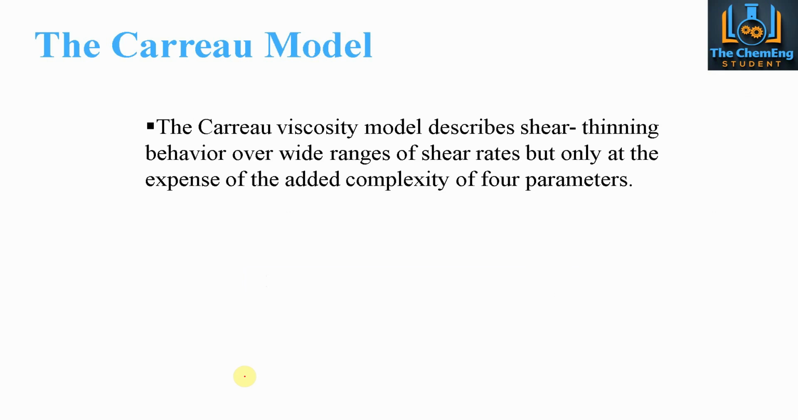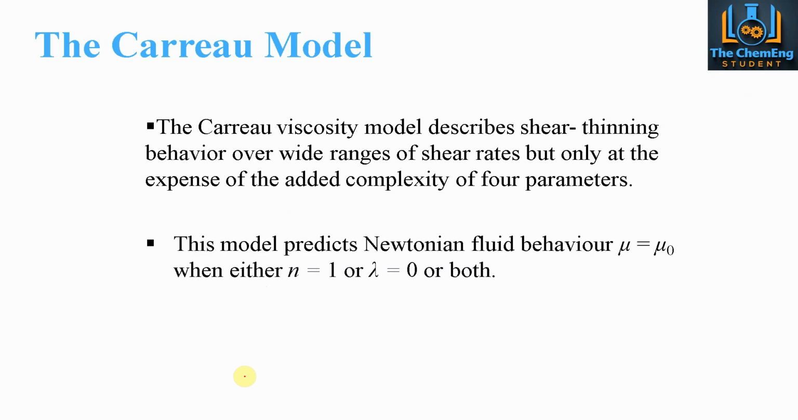Now the Carreau viscosity model describes shear thinning behaviour over a wide range of shear rates, but only at the expense of the added complexity of now having 4 parameters. This model predicts that for Newtonian fluid behaviour, the viscosity will be equal to the zero viscosity, i.e. the viscosity doesn't change, because the initial viscosity, if it was Newtonian, would be exactly the same. But if this was non-Newtonian, then this would not apply, because the viscosity will change as the shear rate changes.